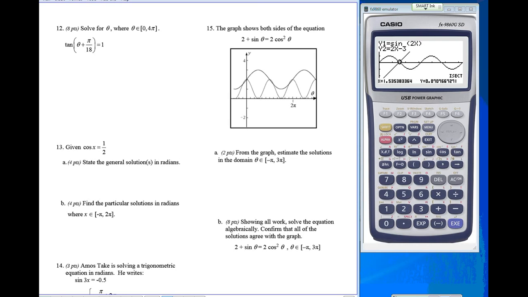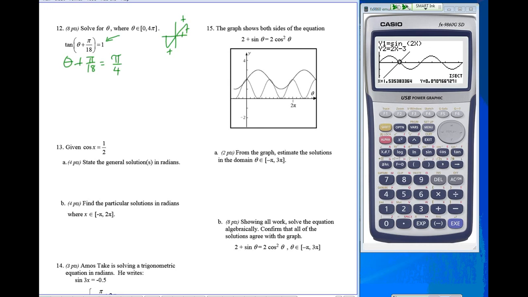Number 12 says solve for theta, where theta is between 0 and 4 pi. So I'm without a calculator now. I need to figure out where the tangent is equal to 1. That would be theta plus pi over 18 is what's left inside. The tangent's 1 when both the opposite and the adjacent were the same thing, and tangent's positive in both the first and the fourth quadrant. So my answer would be pi over 4 for the 45-degree angle.